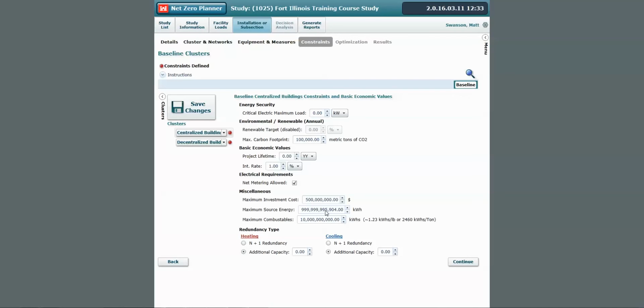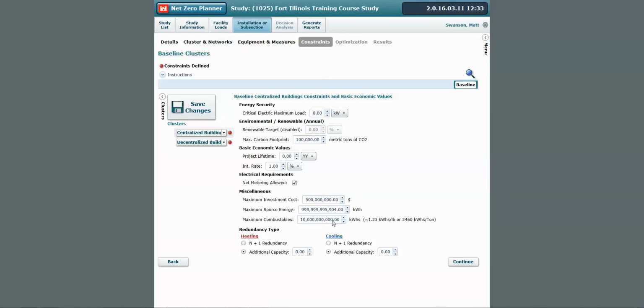So it may not be as low cost as not meeting any requirement, as just going about the status quo and using all standard equipment, but it'll at least show us what it would cost to reduce our energy to that level. All right, maximum combustibles is going to be related to the waste to energy systems that we can take a look at. Here we're just going to set the maximum amount that could be found either on the installation or in the nearby area.